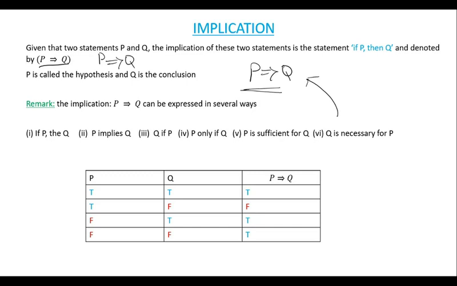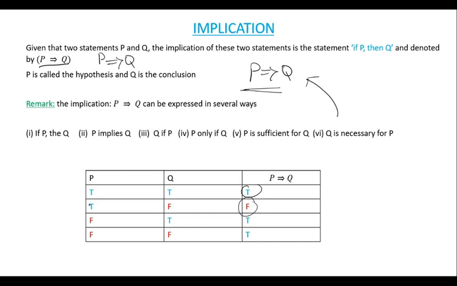Now let's look at the truth table of these statements. If we have P and Q and we are having implication between them, let's look at what the truth values are. When P is true, it implies Q is also true. So true implies true is true. But now if our hypothesis is true but our conclusion is false, it means we have a false statement.